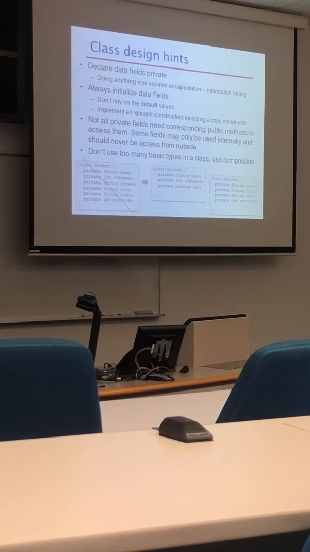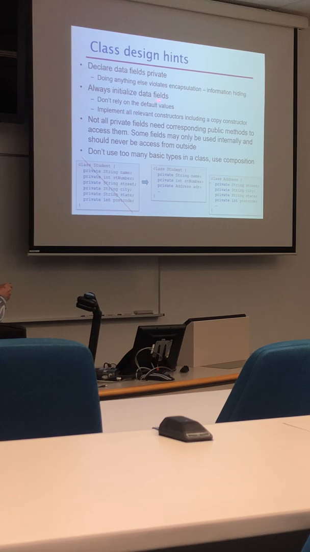So, class design hint. Declare data fields as private. Just now I said that all internal variables defined inside the class must be private. No choice. Doing anything else violates encapsulation, information hiding. So we adopt the OO design, object-oriented design, just because we want to hide a lot of information from the user. We don't let the user know what we do inside the class. We only tell the user, if you construct an object, here are some of the facilities that you can use. We don't let the user touch our private information.